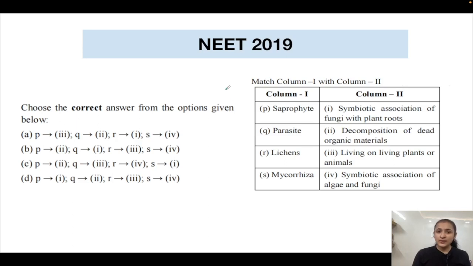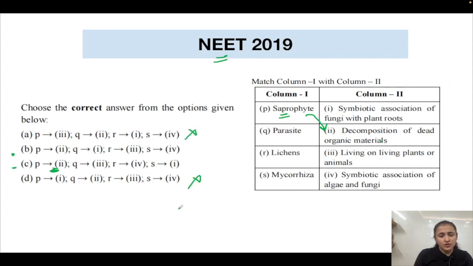Now, coming to the second question, this is from NEET 2019. We have to choose the correct answer from the options given below. Column 1 is saying saprophyte. Saprophytes are organisms which depend on dead organic materials. They decompose these dead organic materials and obtain nutrition from them. So, P is matching with option number 2 here. So both of these options can be chosen.